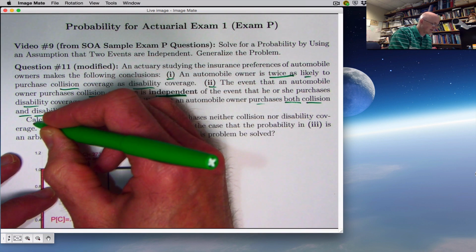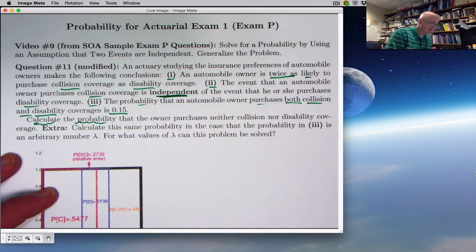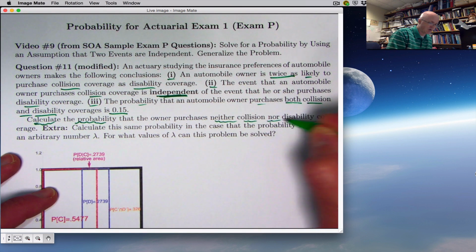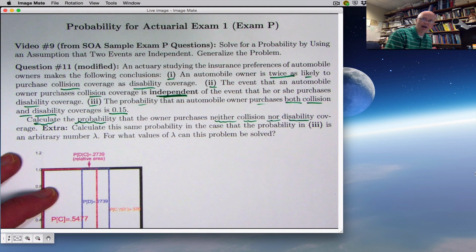Part 3, the probability that an automobile owner purchases both collision and disability coverage is 0.15. Calculate the probability that the owner purchases neither collision nor disability coverage, meaning not collision and not disability coverage.